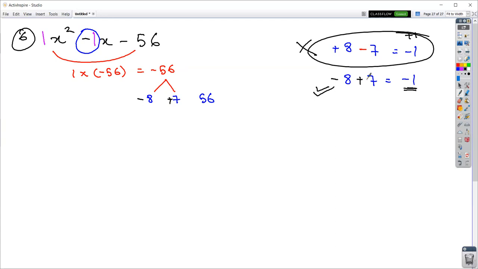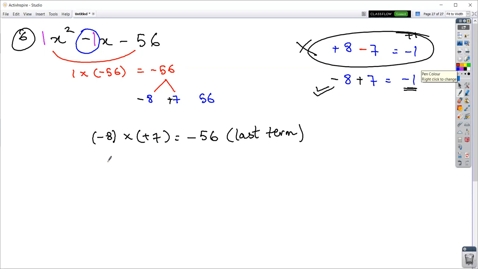And now I'm going to check that the product would be -56 and the sum should be -1. To begin with the product, I'm going to do -8 times +7. Positive and negatives make a negative. 8 times 7 is 56. This is making the last term. Now I'm going to try the sum as well. So -8 + 7 gives -1, which is the middle term.